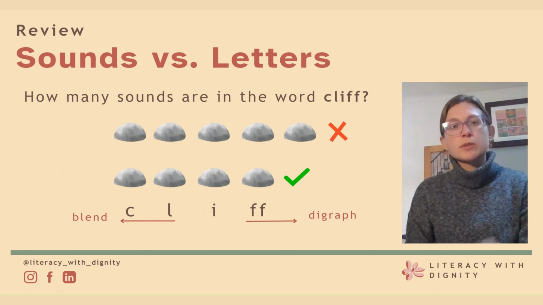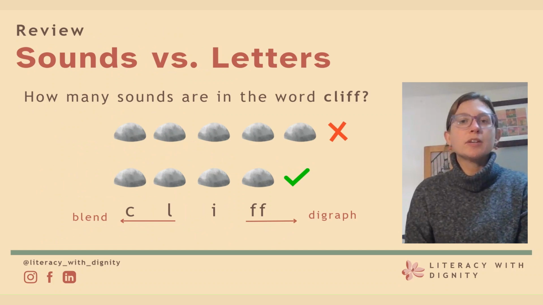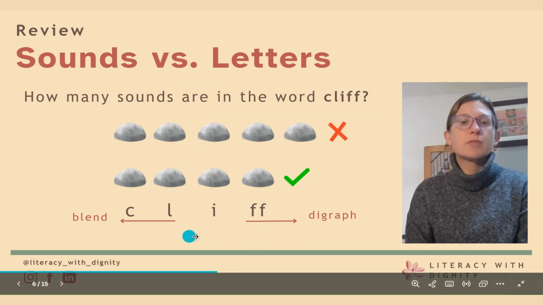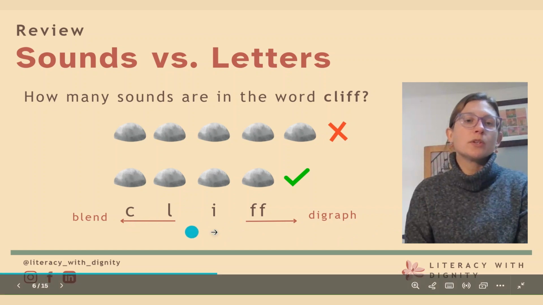So in Module 1, we learned that there's a difference between sounds and letters. So we looked at the word cliff, which students sometimes think of as having 5 sounds, but it actually has 4 sounds. The blend, k, l, the vowel I, and then ff is one sound. We don't say cliff-f. So in this word, you'd have 4 sounds.